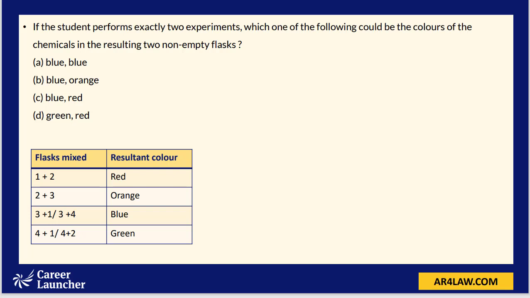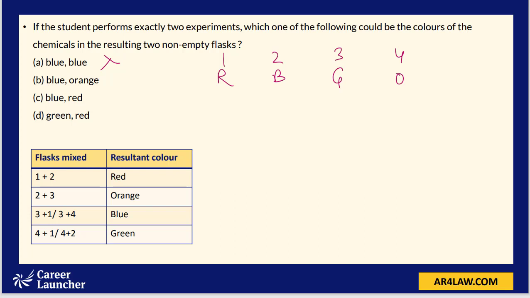Let's just check. So quickly, flask one had red, two had blue, the third flask had green, and the fourth had orange. Now, if I want to keep one blue, and blue can only be created as a result of one experiment, and here we are conducting two experiments. So is it possible to get two blues? Actually not.